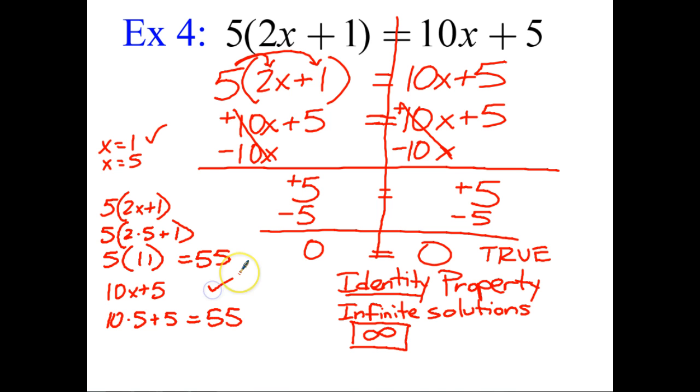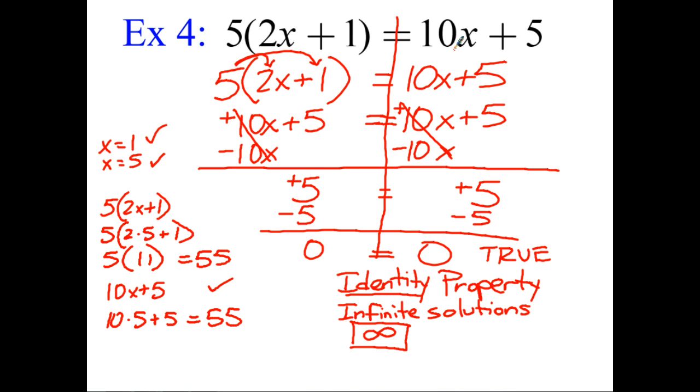So see, we have two different solutions that work. In fact, we could plug in 3 and it would work. We could plug in 9 and it would work. You plug in negative 1 million, it would work. You could plug in 1/4 and it would end up working. You'd end up with both sides equaling, because this and this say the same thing. So you'd have an infinite amount of solutions.